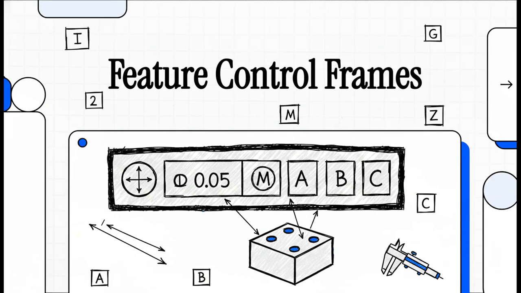I'm thrilled we're jumping into Lesson 6 today because we're finally tackling the very heart of the entire system, the feature control frame. This is the standardized language that mechanical designers, manufacturing engineers, and quality inspectors all over the world use to communicate exactly how a part should be built and measured.